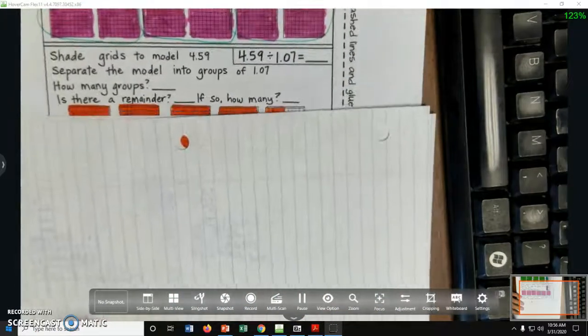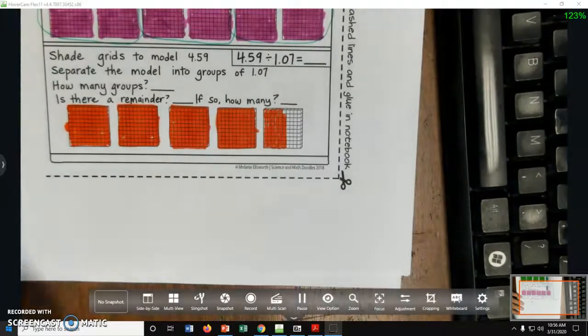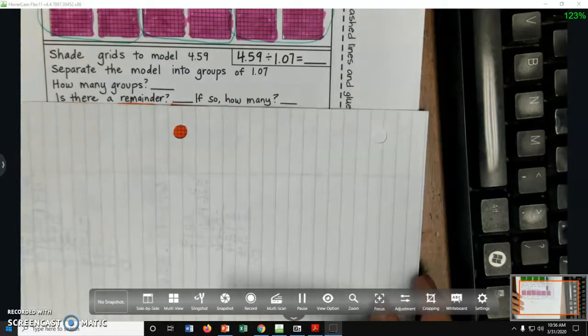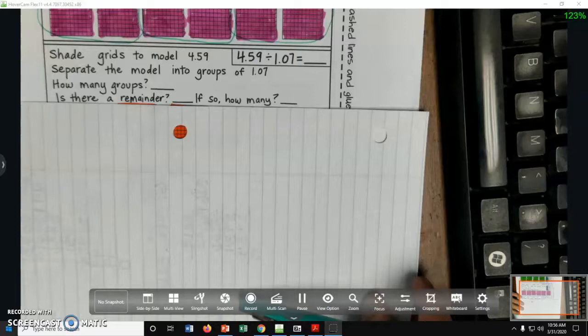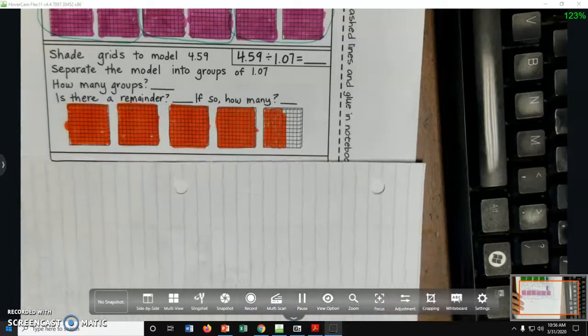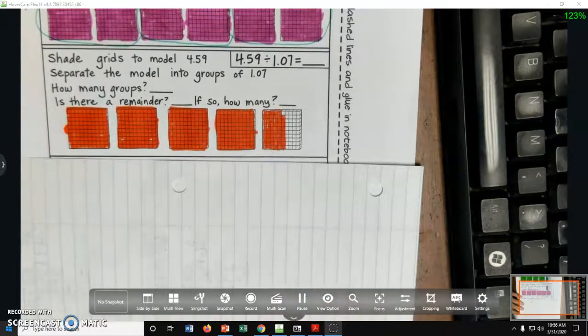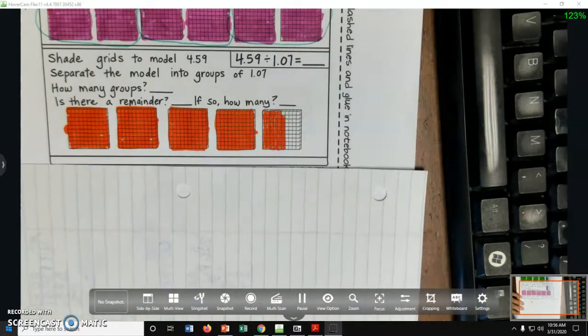All right, last problem. Shade the grids to model 4 and 59 hundredths. Separate the model into groups of 1 and 7 hundredths. How many groups? Is there a remainder? If so, how many? All right, so we went ahead and shaded the 4 and 59 hundredths. We need to separate the model into groups of 1 and 7 hundredths. All right, got to be careful on this one. I'll warn you ahead of time. Groups of 1 and 7 hundredths.